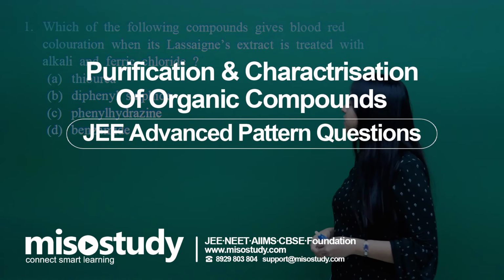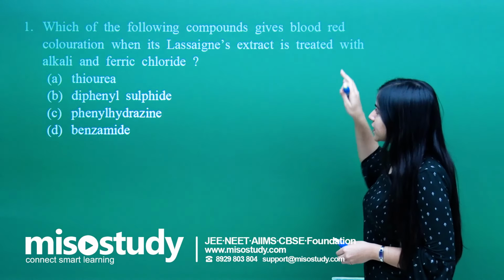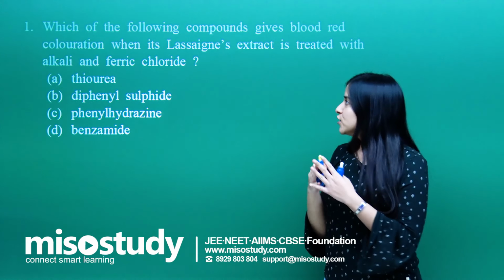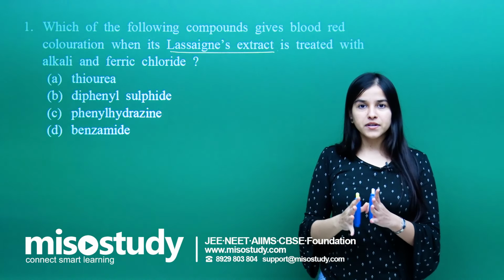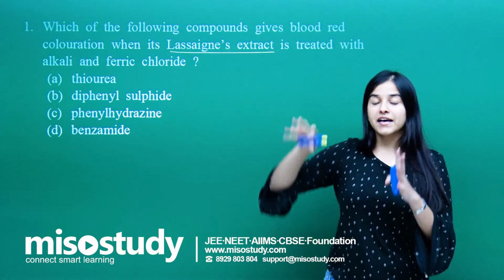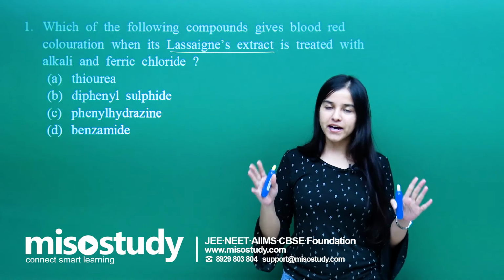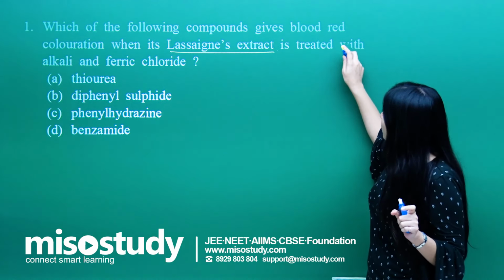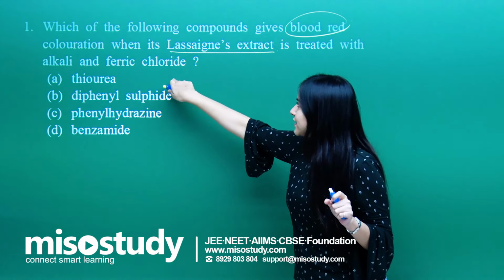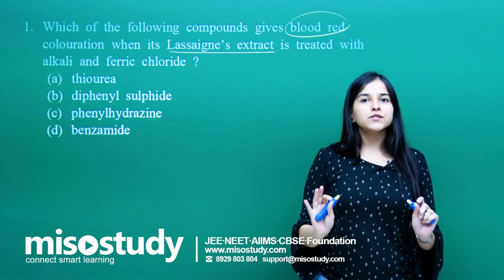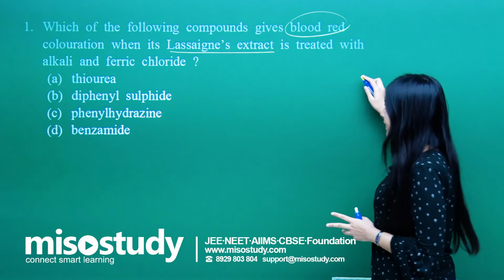Which of the following compounds gives blood red coloration when its Lassaigne's extract is treated with alkali and ferric chloride, right? So again, the question is about Lassaigne's extract, a very famous extract, an organic solution that is used to detect the various elements present in the organic compound, right? So they are asking about when we get the blood red coloration when the Lassaigne's extract is treated with alkali and ferric chloride. So basically for this particular question, you need to have proper knowledge about what all reactions are happening. So I've got the LE, right?